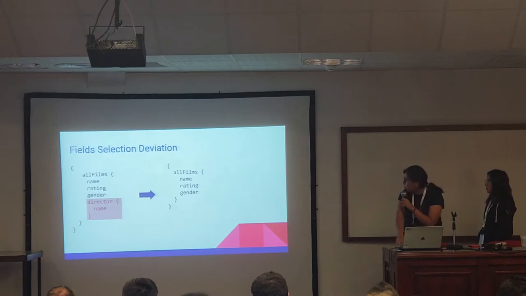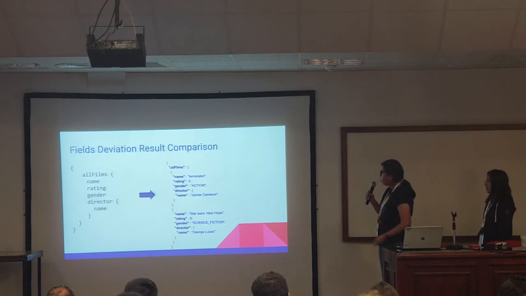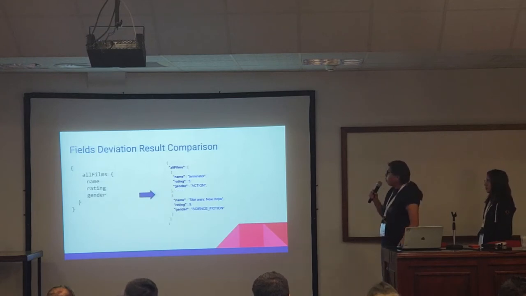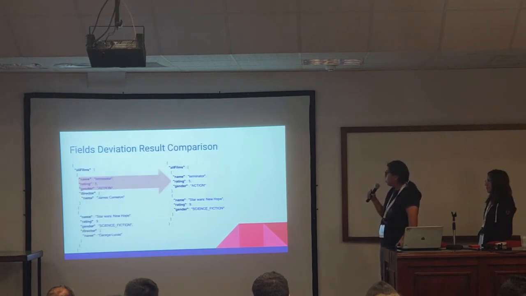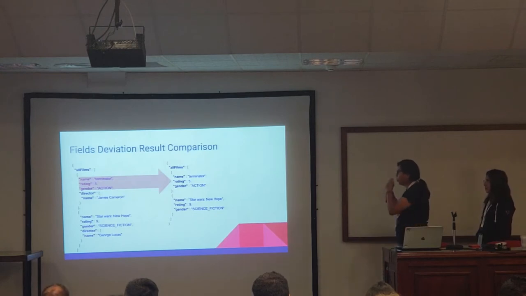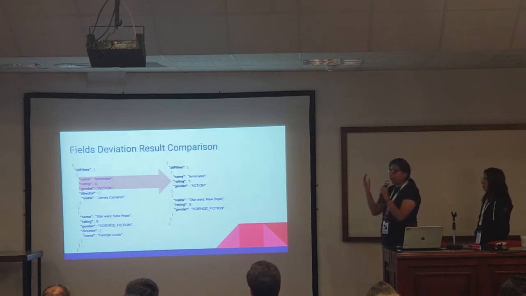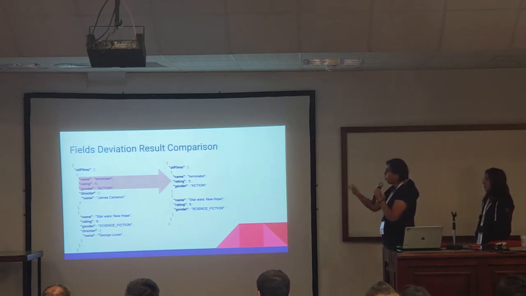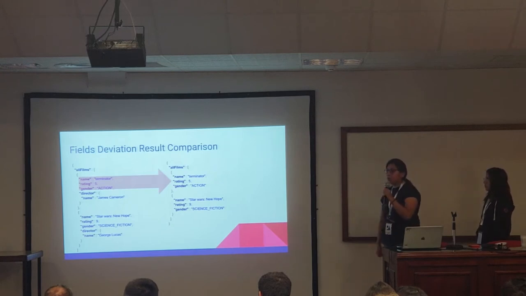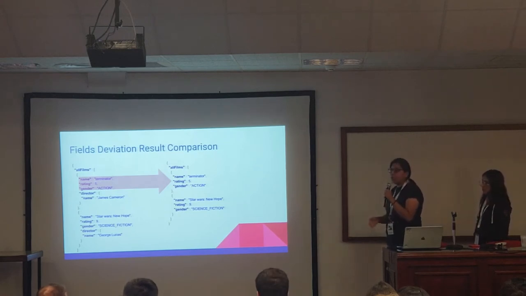As we said in the workflow, we will execute the initial query and get a full result. In this case, we will have two movies. And we will also execute the deviated query, and we will have another set of results. Then, as I mentioned, we compare the results, and that is how we validate whether this test should pass or fail. If the result of the deviated query is a subset of the data of the original query, then the test will pass. If the return of the deviated query is an error or doesn't contain the same data, then it will fail.